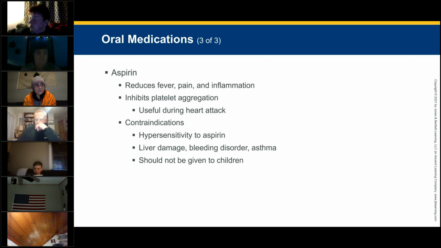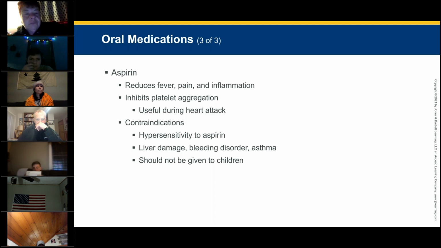Aspirin reduces fever, pain, and inflammation, and it inhibits platelet aggregation or clotting, which is useful during a potential heart attack. Some of the contraindications to aspirin would be a hypersensitivity or a known allergy, pre-existing liver damage, bleeding disorders, and asthma, and aspirin should not be given to children.